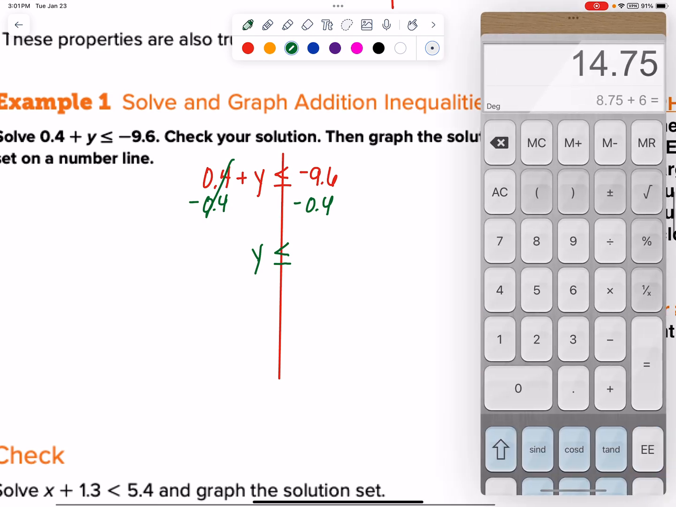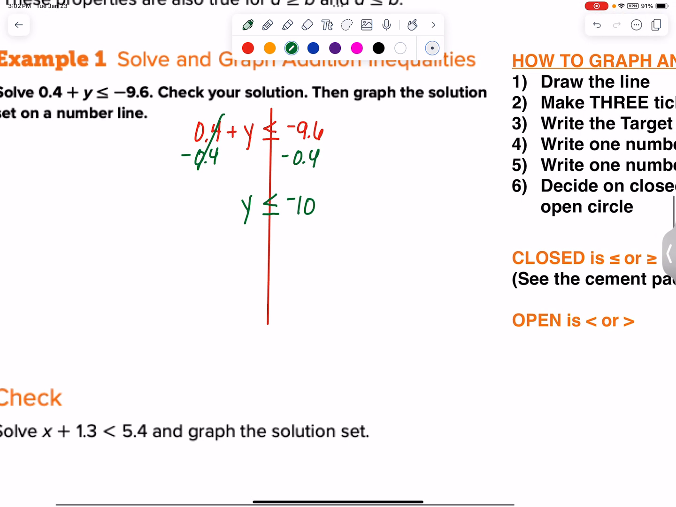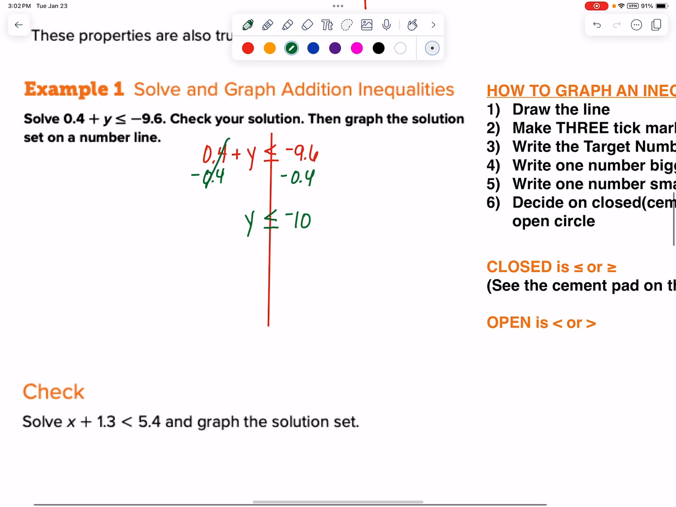So let's plug into our calculator, and we have same signs, add and keep. So we have 9.6 plus 0.4. They're all negative, and so we have -10. All right, so we have y is less than or equal to -10. Now, it does say graph the solution, so I want to teach you how to do that.